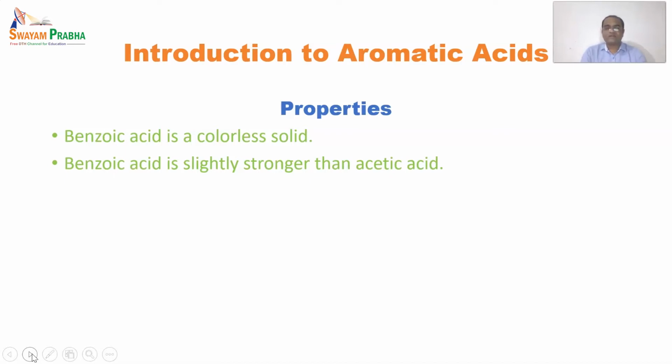Benzoic acid is slightly stronger than acetic acid. What is the reason behind it? We saw in the last session that aliphatic amines are stronger than aromatic amines, but here the case is different: benzoic acid is slightly stronger than acetic acid. We will come across why it happens. Compared to aliphatic acids, in benzoic acid the oxygen atom is not directly attached to the aromatic ring, so there is no shifting of electrons from the carbon towards the benzene ring.